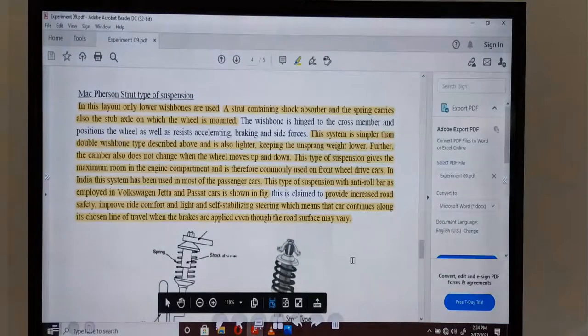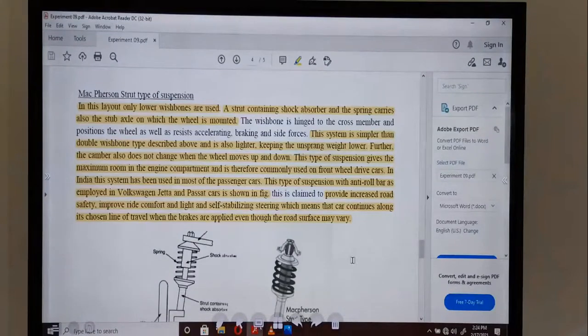Okay, let's come again here. This type of suspension, camber angle is clear. This type of suspension gives maximum room in the engine compartment and is therefore commonly used on front wheel drive cars. Okay, I already showed the parts.